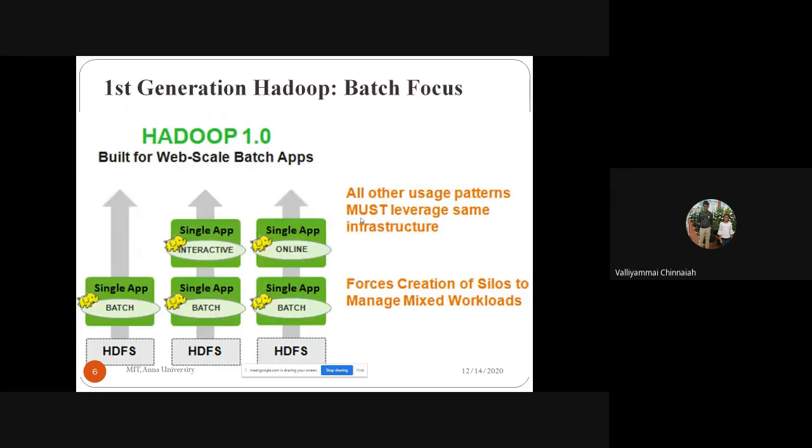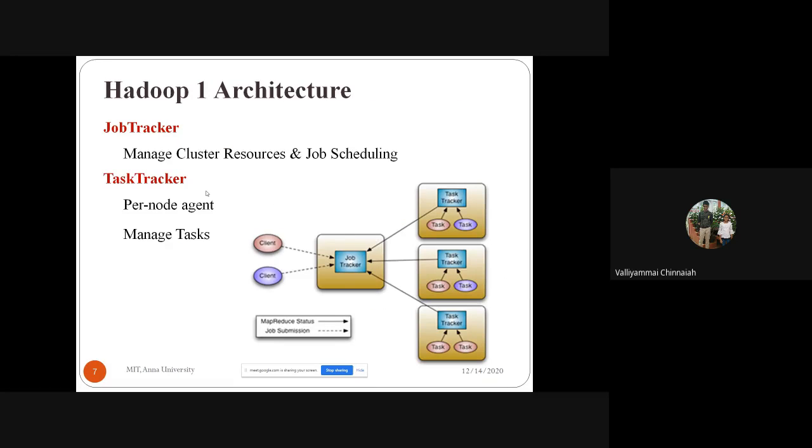In first generation Hadoop, we have to install separately, because with batch processing only a single application can run. Here, with HDFS, you can have different applications. They were built for web-scale batch applications. If you want to run multiple applications that share common resource management, then you can go with YARN. So in Hadoop version 1, there are two main components, the job tracker and the task tracker. The job tracker manages the cluster resources and schedules the jobs, performing the job scheduling.